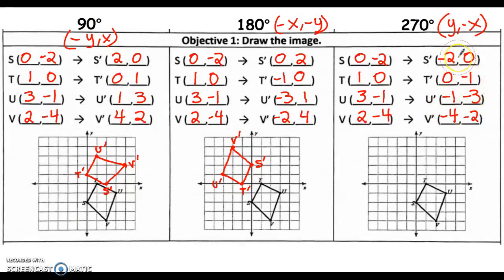Now, go ahead and plot these points. Negative 2, 0 is S prime. 0, negative 1 is T prime. Negative 1, 1, 2, 3, negative 3 is U prime. And then negative 4, 1, 2, 3, 4, negative 2, 1, 2 is V prime. Go ahead and connect those. So we have now rotated this figure 270 degrees counterclockwise.